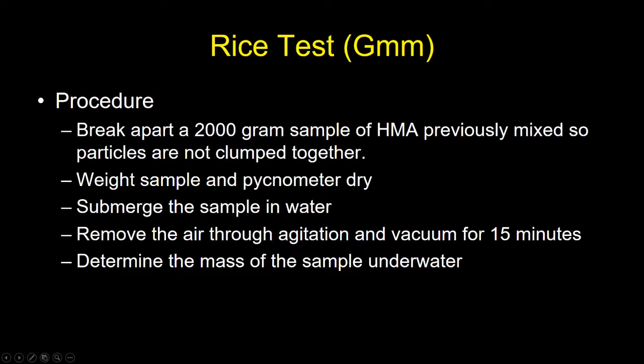Then you submerge the sample in water, about an inch or inch and a half of water. Then you remove the air, and this is adding water into the bowl to submerge it. Then you remove the air through agitation and vacuum for 15 minutes. Determine the mass of the sample underwater. So what you would do is get that whole sample, dunk the whole thing underwater, including the bowl, and you're able to weigh the whole thing and then subtract how much the bowl is.